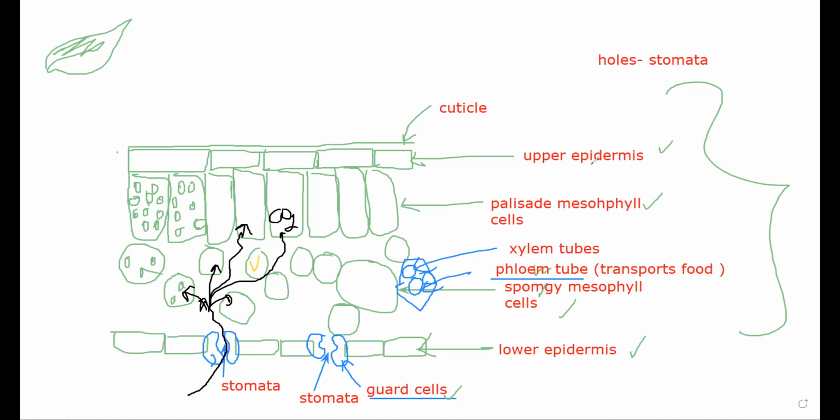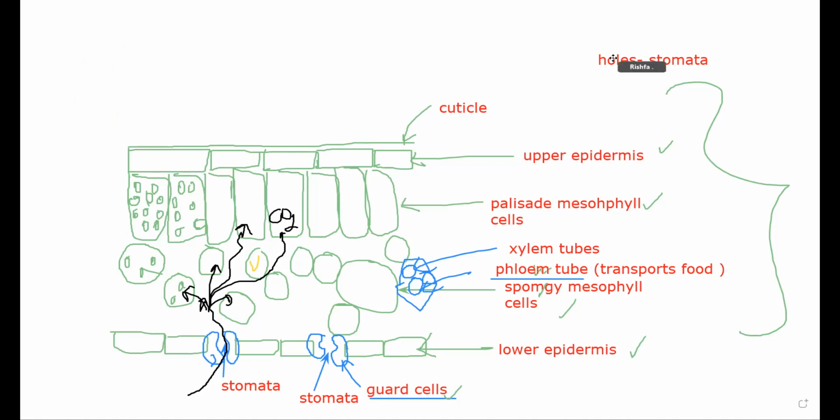Cuticle. Okay. Now whenever you go out and observe a leaf, the leaf's upper surface will be very shiny compared to the lower one. That is because the upper surface contains a waxy substance, a Vaseline-like substance called cuticle.